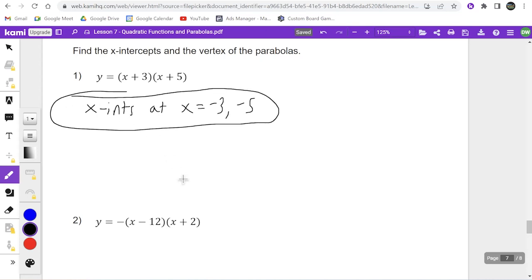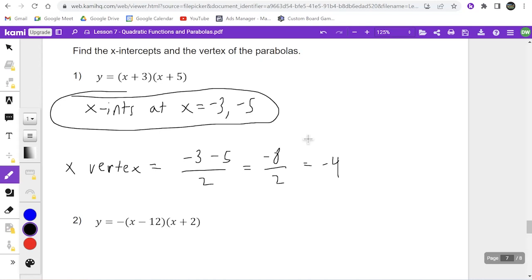Now if you want to find the vertex, here's what you do. The x vertex is going to equal your two x-intercepts, so negative 3 plus negative 5, which is really just negative 3 minus 5, and then you divide it by 2. And that's going to give us negative 8 over 2, which is negative 4. Keep in mind, negative 4 is smack dab in the middle of negative 3 and negative 5, especially if you were to graph it on a number line. And that makes sense because that's what I would expect to happen. The vertex should be in the middle of my x-intercepts, always.